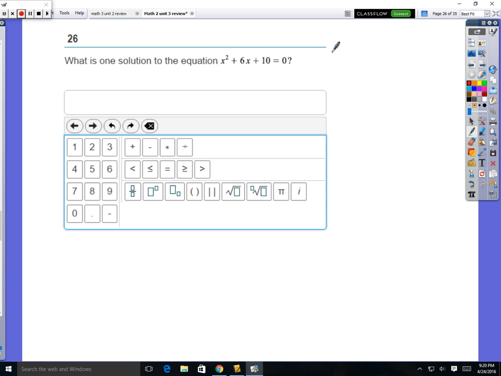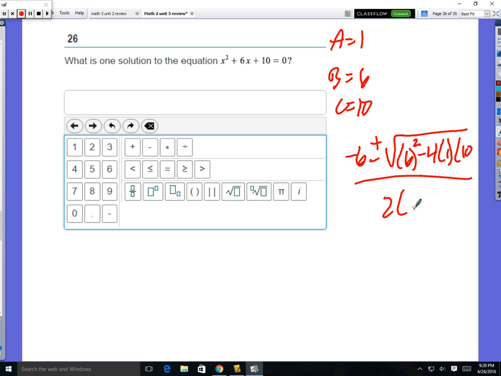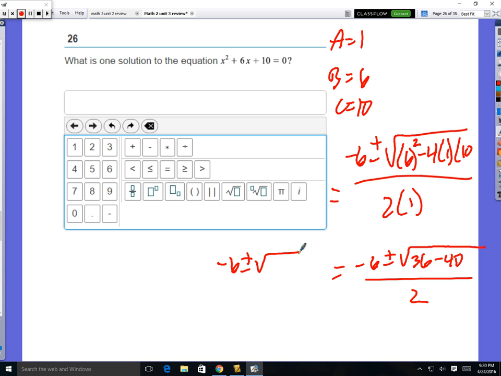And it's in standard form, so a is easy to identify. A is 1, B is 6, C is 10. So x equals negative b plus or minus the square root of b squared minus 4ac all over 2a. So we can go negative 6 plus or minus the square root of 36 minus 40 divided by 2. And that is going to go to negative 6 plus or minus the square root of 36 subtract 40, which is a negative 4, divided by 2.